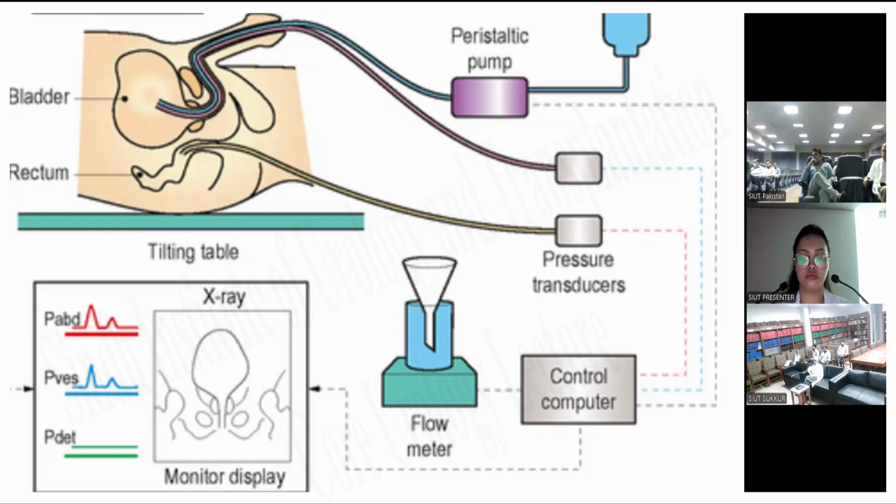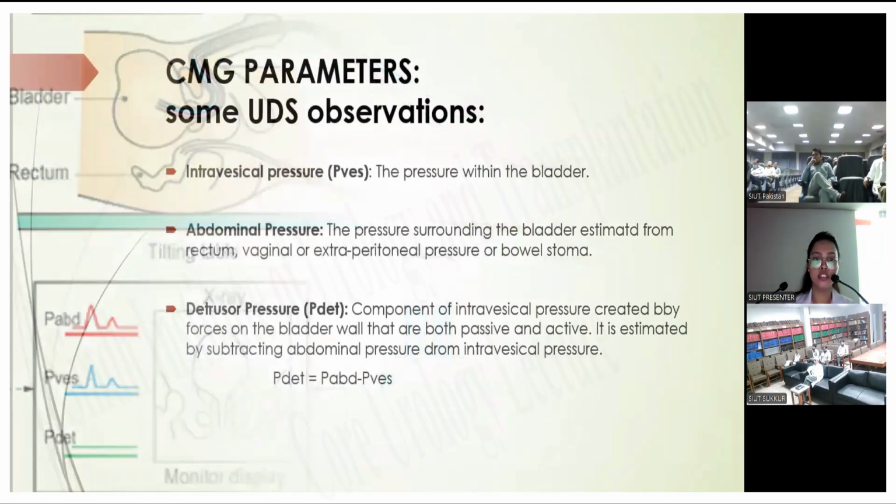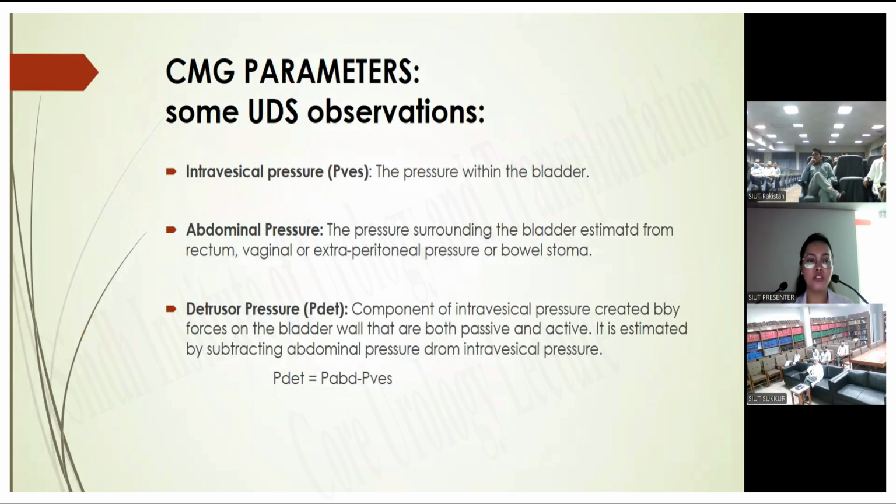So while doing cystometry, you are observing this graph as the volumes are increasing and seeing the pressures. CMG parameters, as we discussed, there are three traces on the graph. Intravesical pressure, this is the pressure within the bladder. Abdominal pressure, which is the pressure surrounding the bladder, estimated from the rectum, vagina, extraperitoneal pressure, or bowel stoma. Detrusor pressure, which is not a direct measure; it's a component of intravesical pressure created by forces on the bladder wall that are both passive and active. It is estimated by subtracting the abdominal pressure from the intravesical pressure, as Dr.